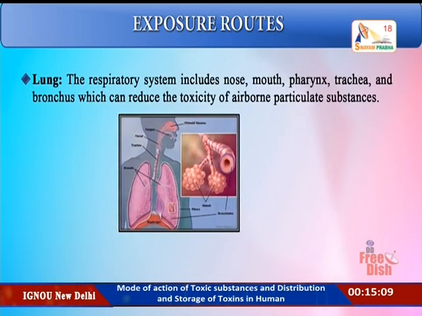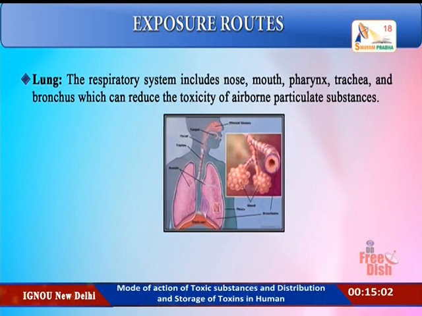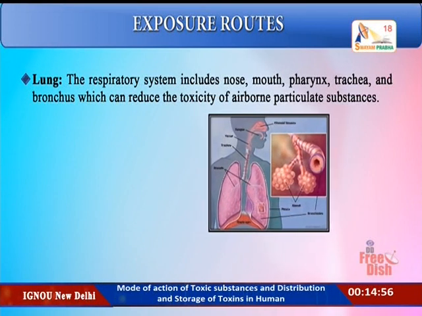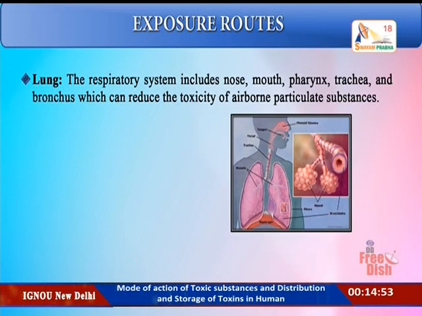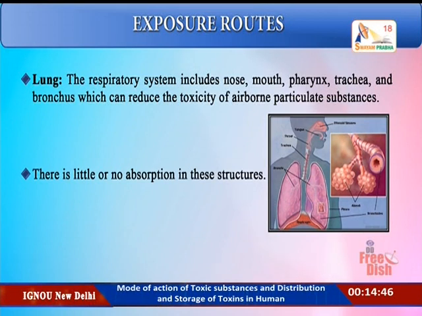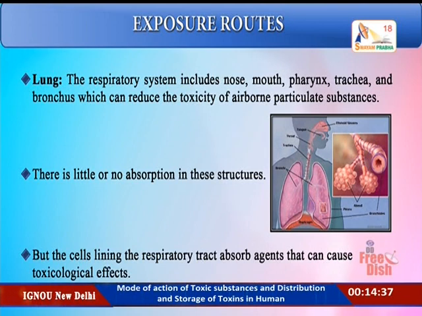The next is the lungs and the respiratory system. Here in this diagram you can see the respiratory system, which includes the nose, the mouth, the pharynx, the trachea, the bronchus, which then branches into the bronchioles, and then of course you have the alveoli. These can reduce the toxicity of airborne particulate substances. There is little or no absorption in the nose, mouth, pharynx, trachea and bronchus. But the cell lining of the respiratory tract can absorb agents which can cause toxicological effects. The absorption site in the lungs is the alveoli capillary membrane, which is very thin. It allows for the rapid exchange of gases and vapors.